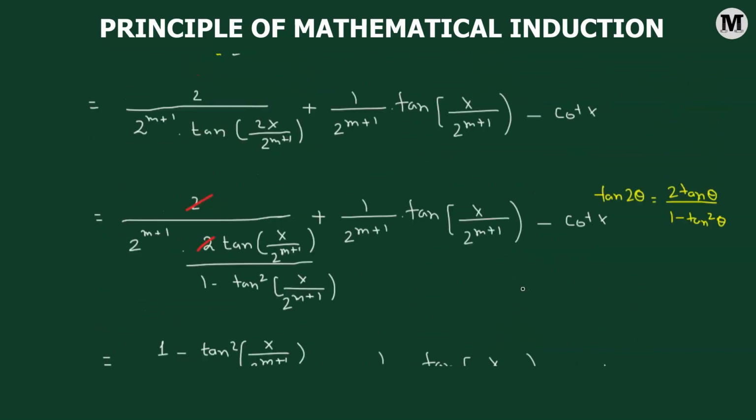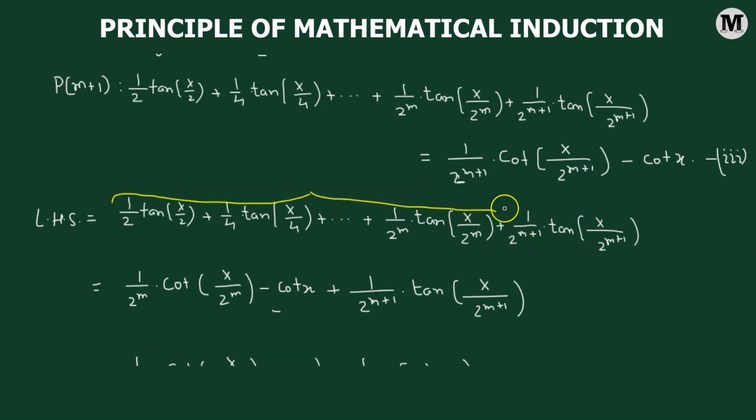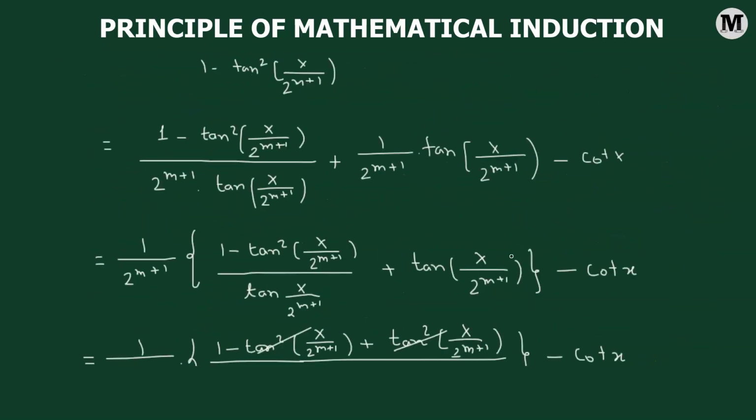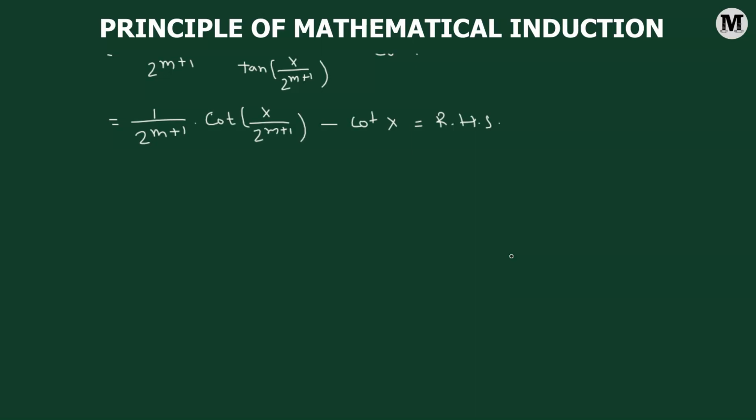So let's check it out one more time. So we needed to show 1 over 2 raised to the power of m plus 1 multiplied to cotangent of x over 2 raised to the power of m plus 1 minus cotangent of x. So here we have successfully shown that the left hand side equals the right hand side. Now that the left hand side equals the right hand side, it tells us that the statement P of m plus 1 is true. So P of m plus 1 is true.